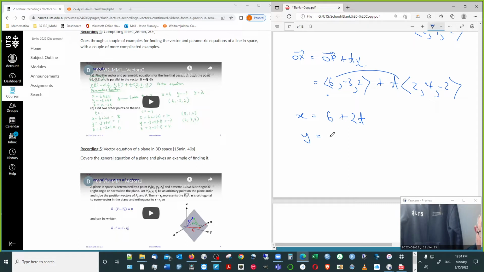Will it be -3 plus 4t? Genius. That's all it is. Okay, and the final one will be 2. Now, that's a -2, so it's going to be -2t. So we've got them in parametric forms. Okay?